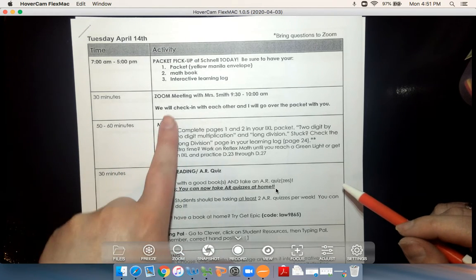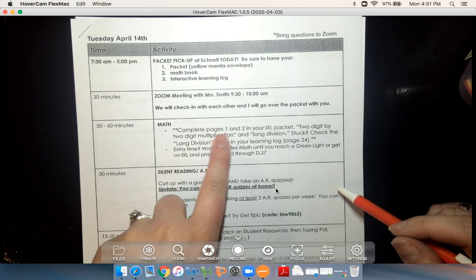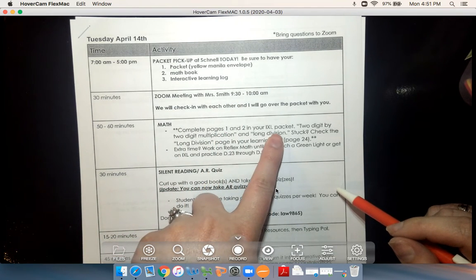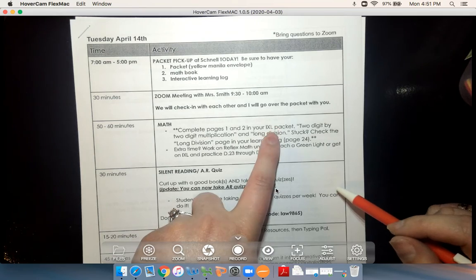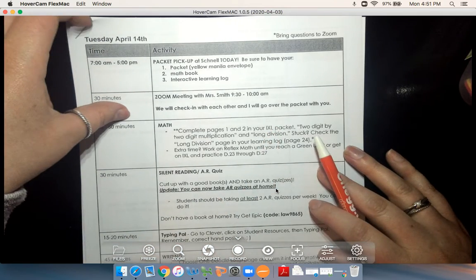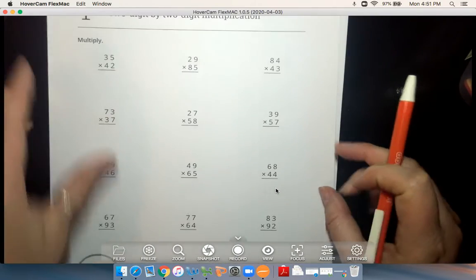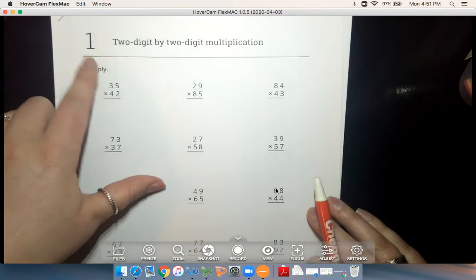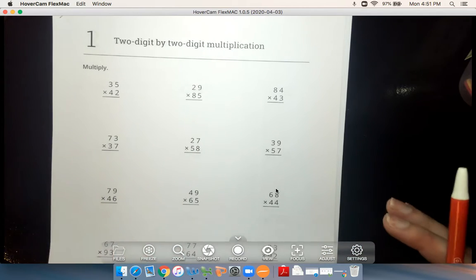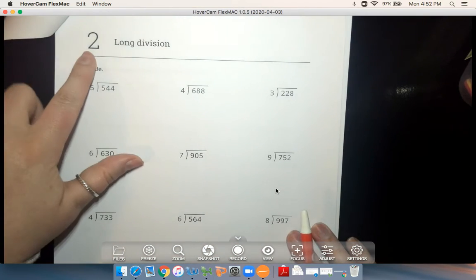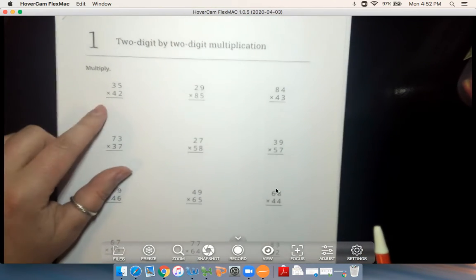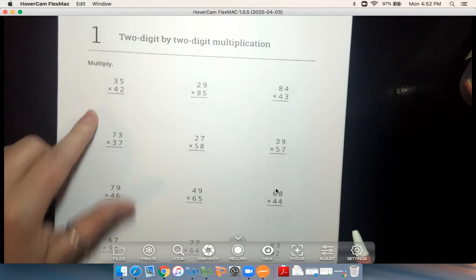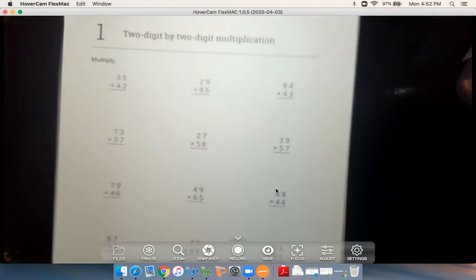So your first activity today after our Zoom meeting at 9:30 is to complete pages 1 and 2 in your IXL packet. Now, I know normally IXL we do on the computer, and so what I wanted to show you was that you also have paper worksheets from IXL. So those worksheets look like this, okay? And so your job is to do pages 1 and 2 today, okay? So I'm going to go through an example on each page with you to remind you about 2-digit by 2-digit multiplication and long division.